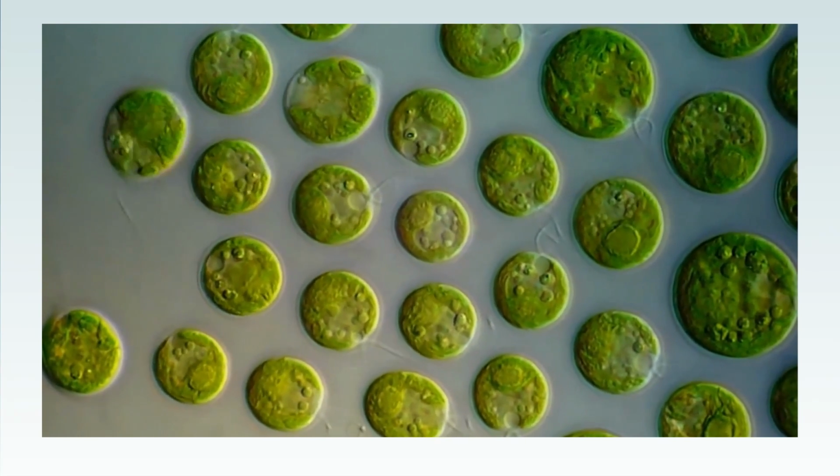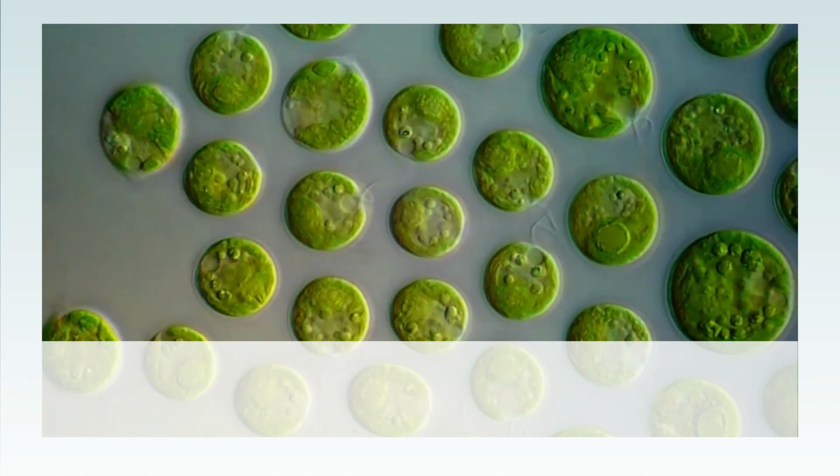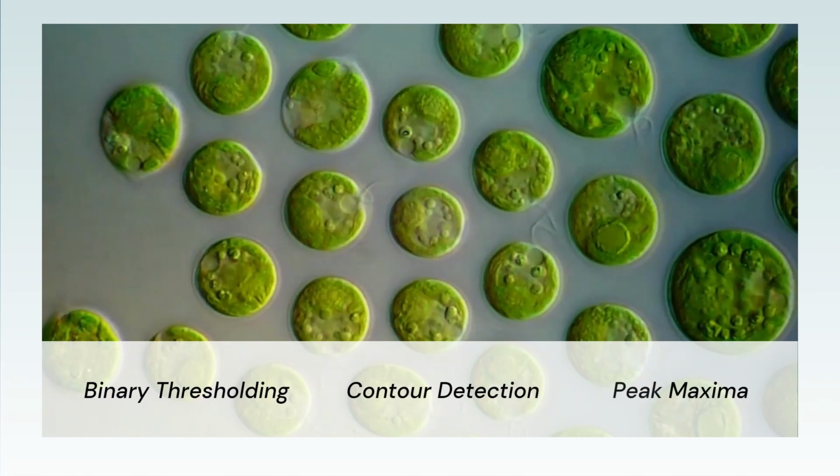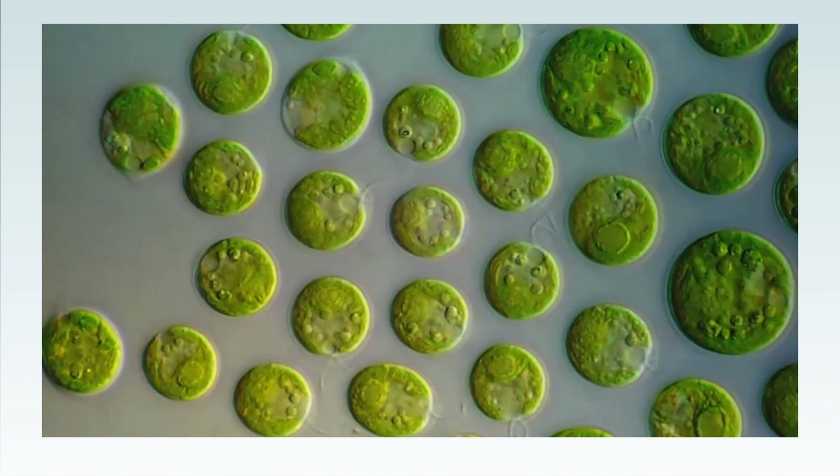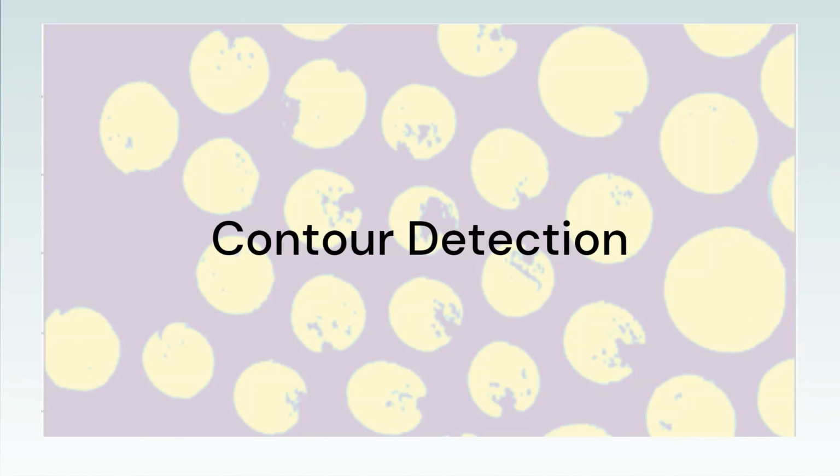After the user uploads a photo, we use multiple image processing techniques to accurately count cells and calculate concentrations. First, we use binary thresholding, which converts the image into its foreground and background elements. And then, contour detection to find isolated elements in the binary image.